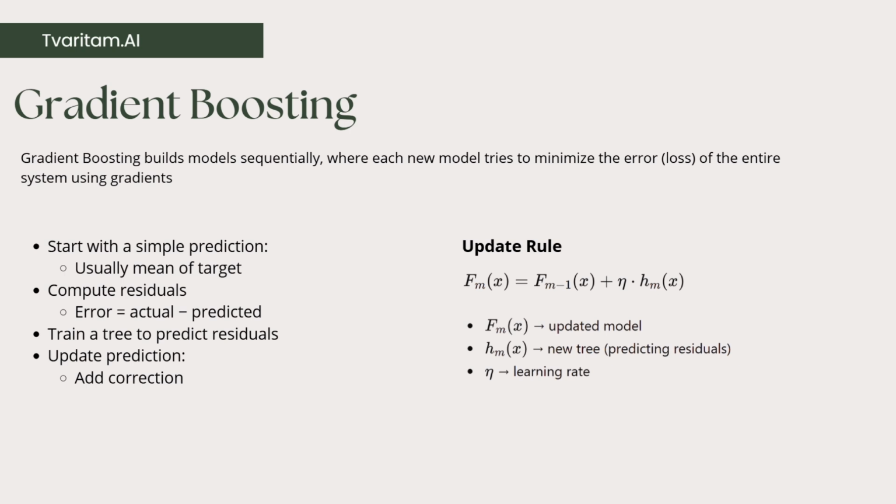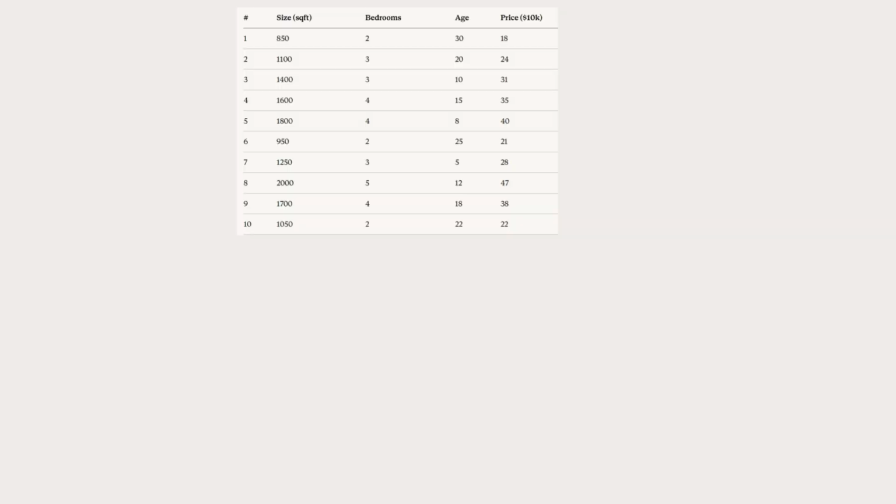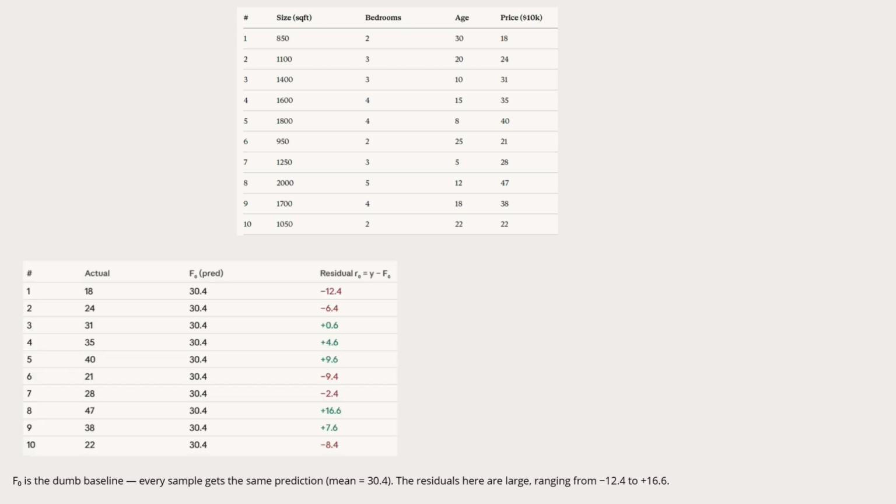And in the next part, we will understand this entire process with a simple example, and we will also understand the update rule step by step. So what you see on your screen is a small data set with 4 variables: size, bedrooms, age and price, where price would be our target variable. Now first we train a simple model that computes mean as the predicted value. So it is a baseline model and every sample gets the same prediction, 30.4.